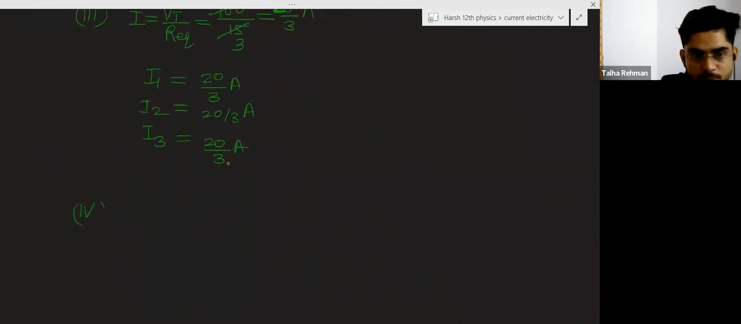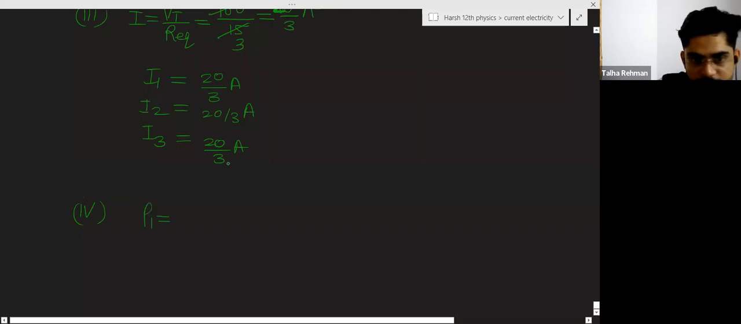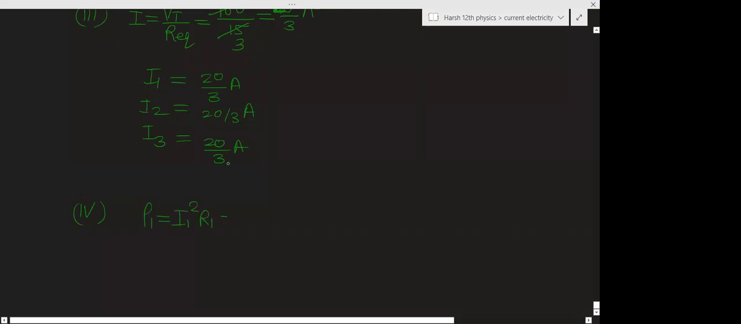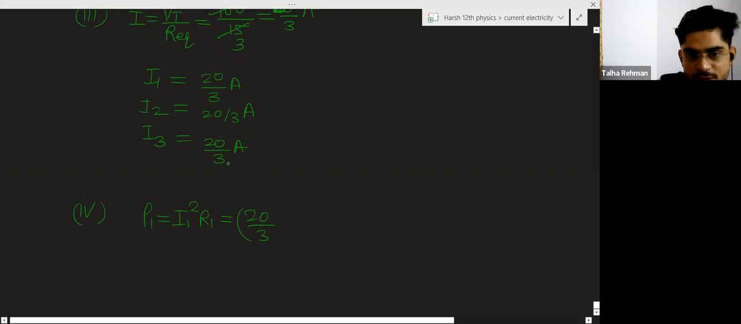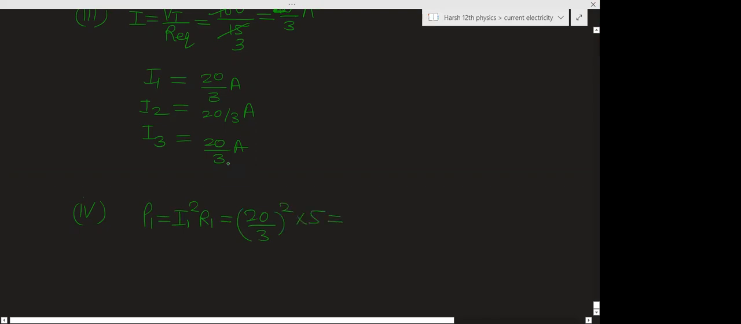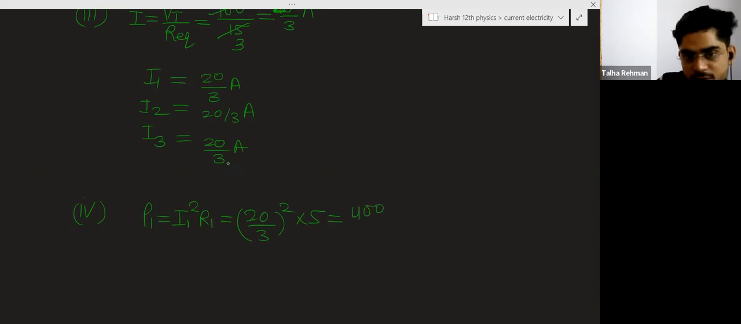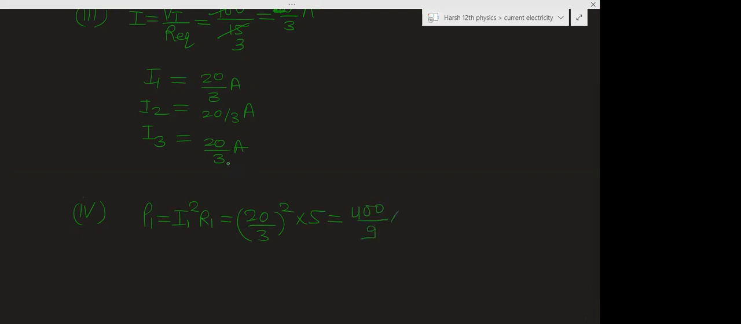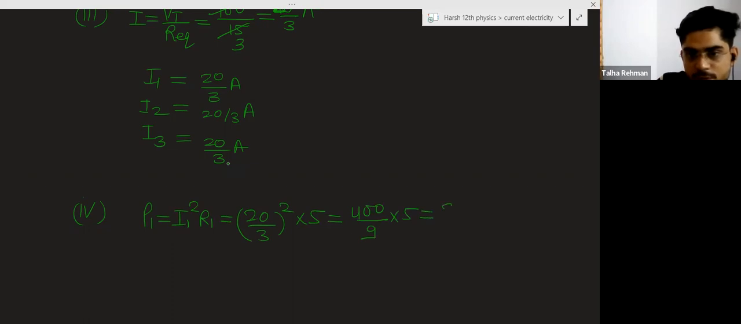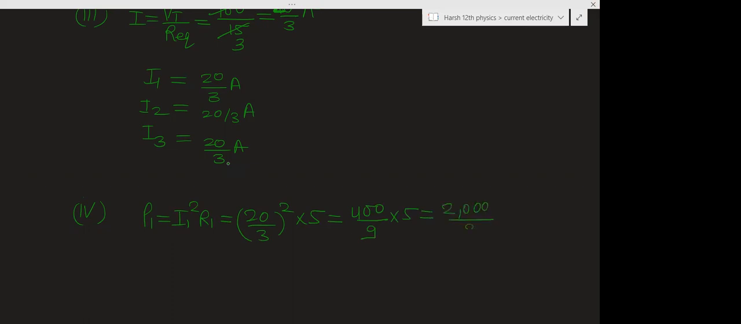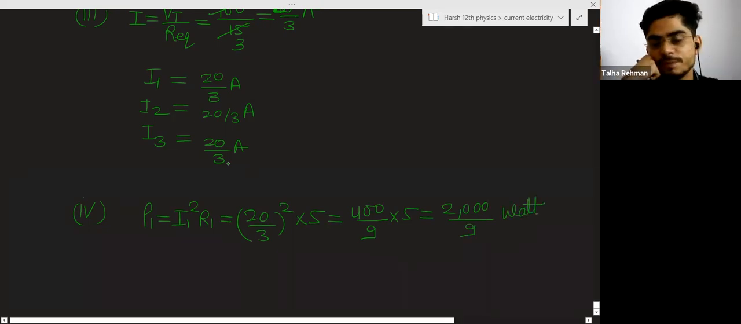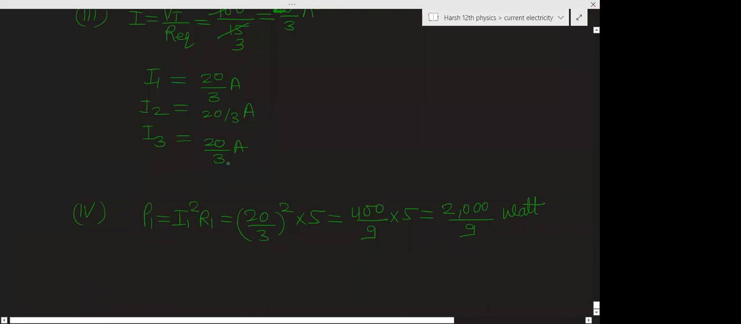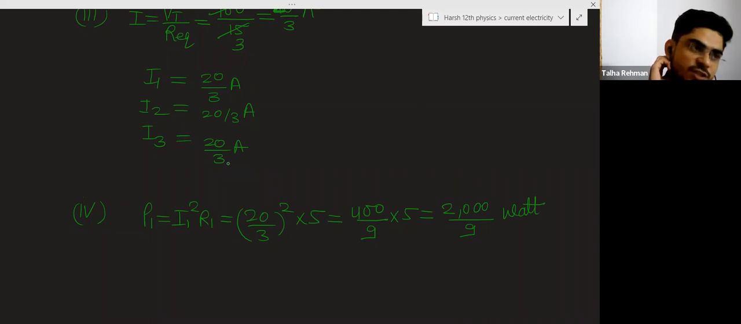Power. So P1 is the power dissipated in resistance 1. What is the value of I1, Harsh? I1 is 20 by 3. Square of this, and R1 is 5. So square of 20 is 400, square of 3 is 9, into 5. So you will get 2000 by 9. 2000 divided by 9, and the SI unit of power is watt or joule per second, because power is energy per unit time. The unit of energy is joule and the unit of time is second.